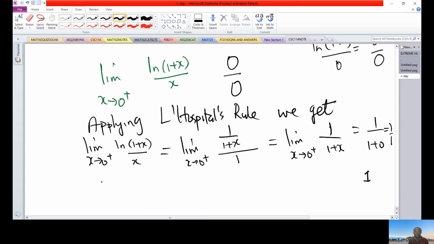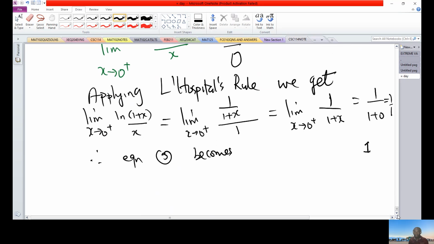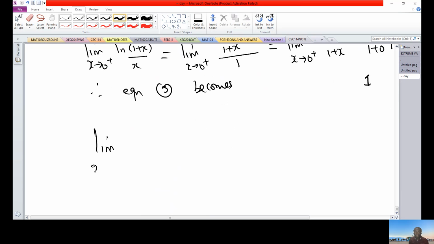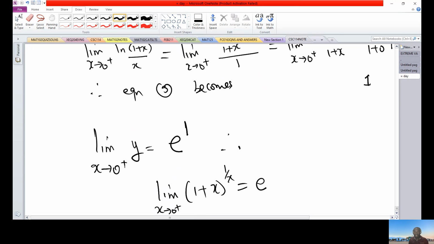So from equation 5, equation 5 becomes the limit as x approaches 0 from the right of y equals e raised to the power of the limit of this part, which is 1. So therefore the limit as x approaches 0 of 1 plus x raised to the power 1 over x is nothing but e raised to the power 1, so just the exponential function. So that is what we get.